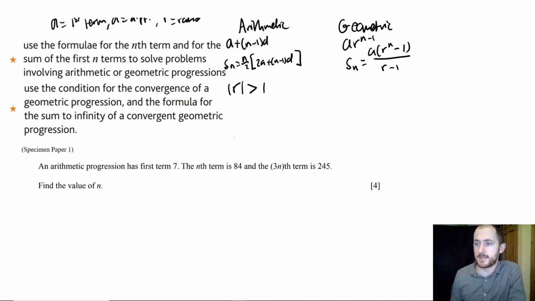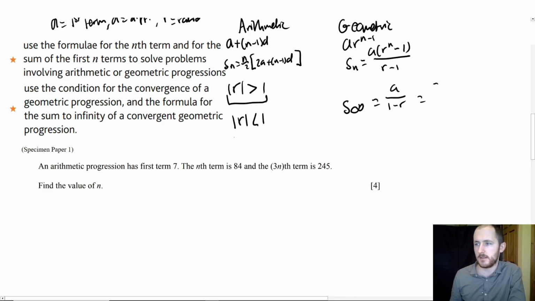Now the sum to infinity, and again this only works if this isn't true. So you need to have your modulus of r less than 1, because it needs to be able to go to a certain value, normally 0. It's just a over 1 minus r. Nice and easy. Or alternatively, the difference here is that this bottom part should be positive. Okay, so just keep that in mind. So if your value of r is different, you're subtracting 1 instead.